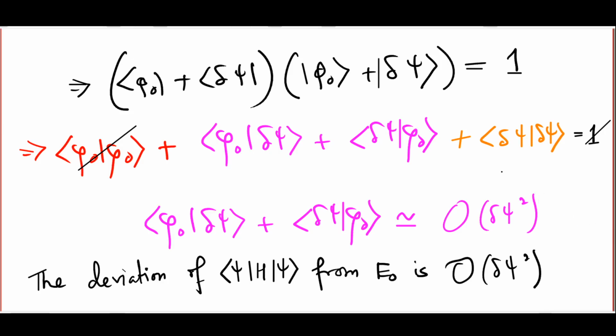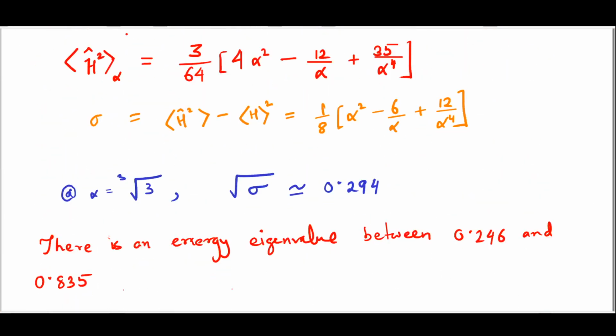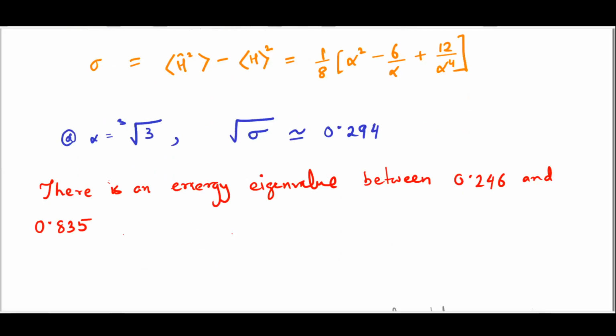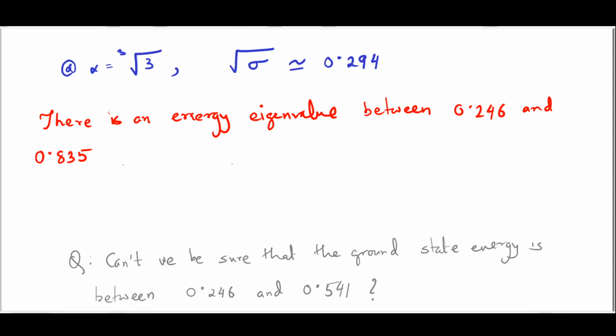And by using that for our quartic oscillator, what we found out is that there is an energy eigenvalue between 0.246 and 0.835. The variational estimate actually was the value 0.541. And although we could not be sure that the ground state energy lies between 0.246 and 0.541, we were reasonably certain that that is exactly what the situation is like. So we do have a lower bound here, but the lower bound really is not very tight. Right now, from this result, we cannot be sure how much to trust our estimate of 0.541.